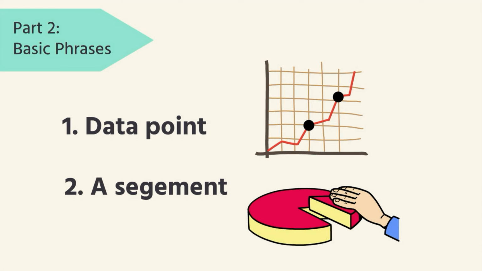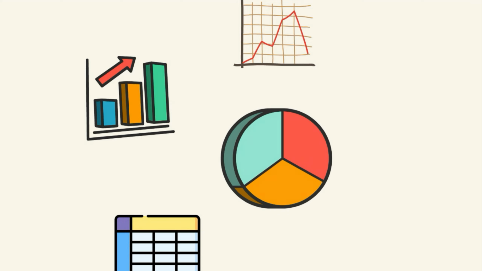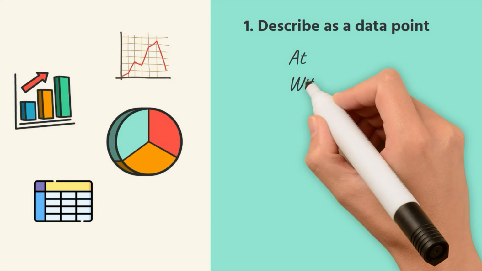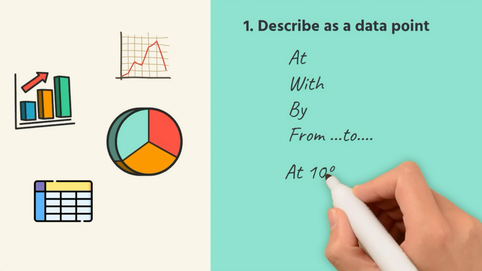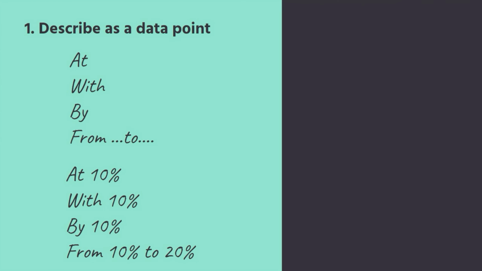Let's look at the first one, as a data point. Percentages can be described as a special data point in all kinds of charts, including pie charts. For data points, we can use phrases like at, with, by, from, to. Like we can say at 10%, with 10%, by 10%, from 10% to 20%.